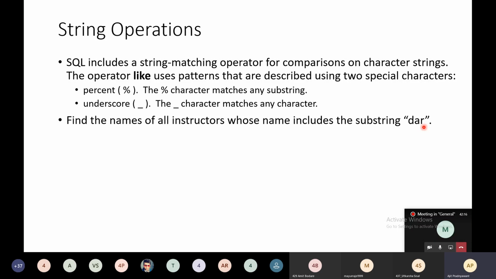Or for the student relation, suppose I mention: find the name of all the students whose address includes a substring in double quotes. You can mention Sangli, or Kolhapur, or Satara. Means if you want to retrieve all the students who are located in Sangli, or in Kolhapur, or in Satara.